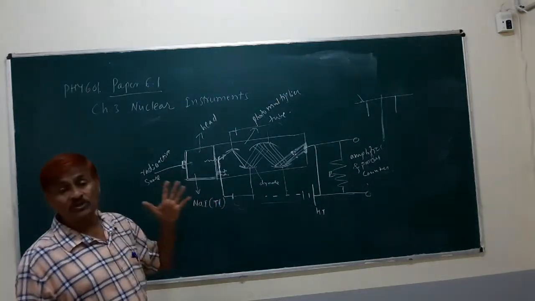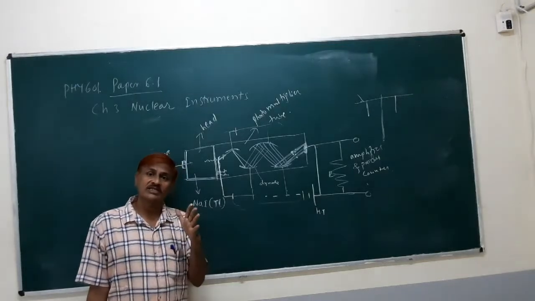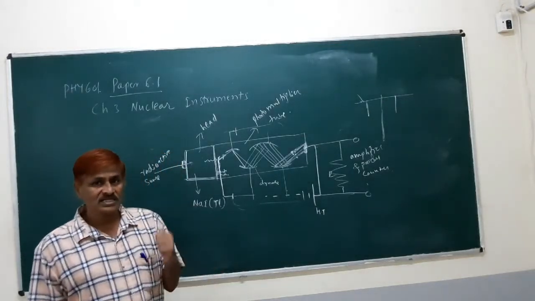Okay, these are the two counters that we studied in this class. One is the Geiger-Müller counter, another one is the scintillation counter.